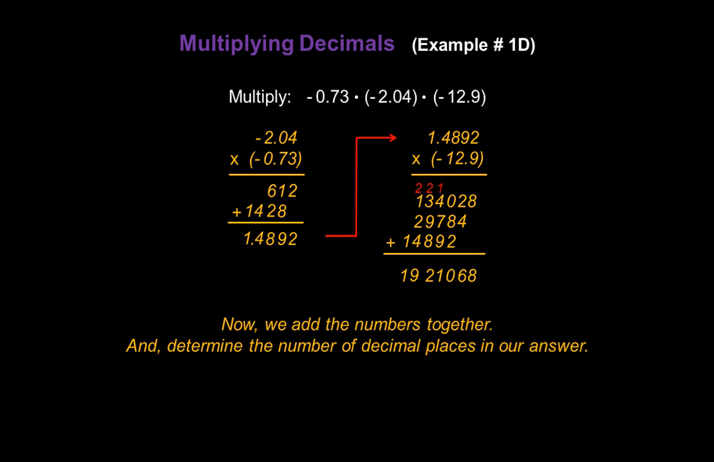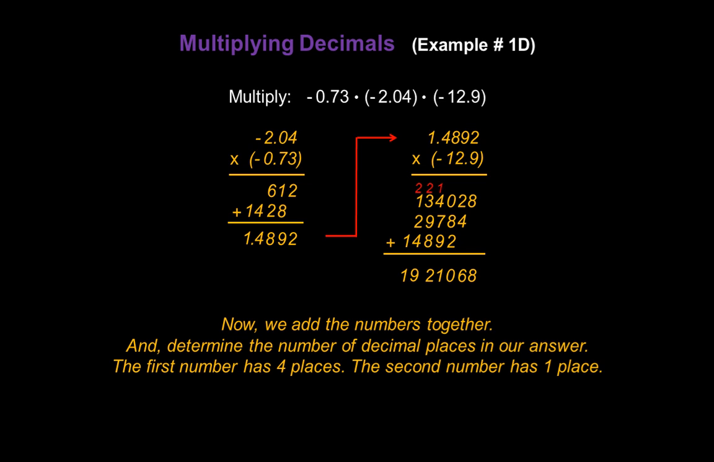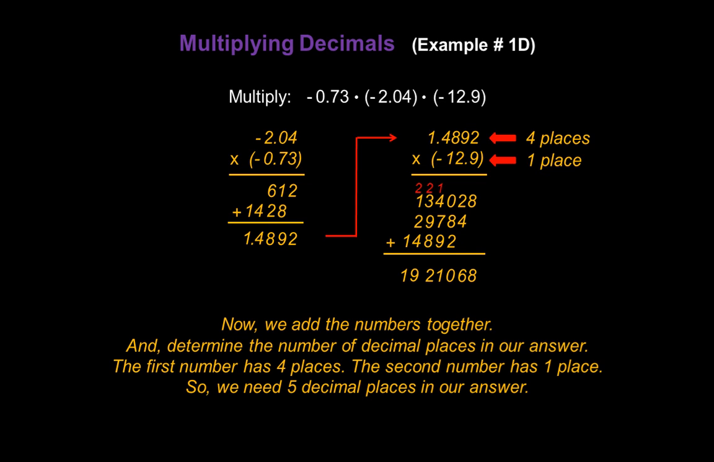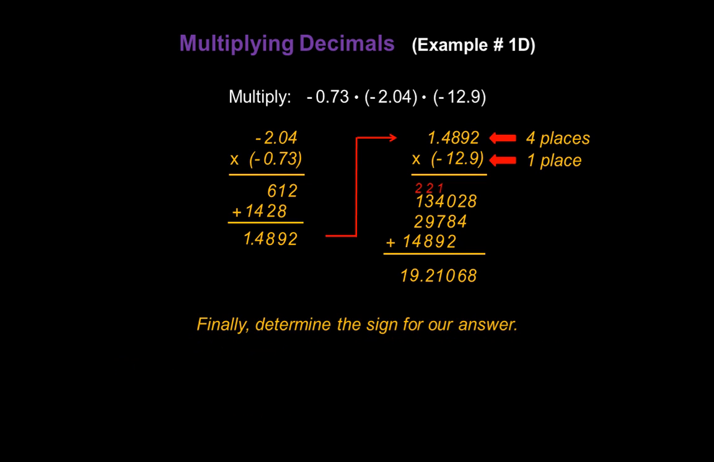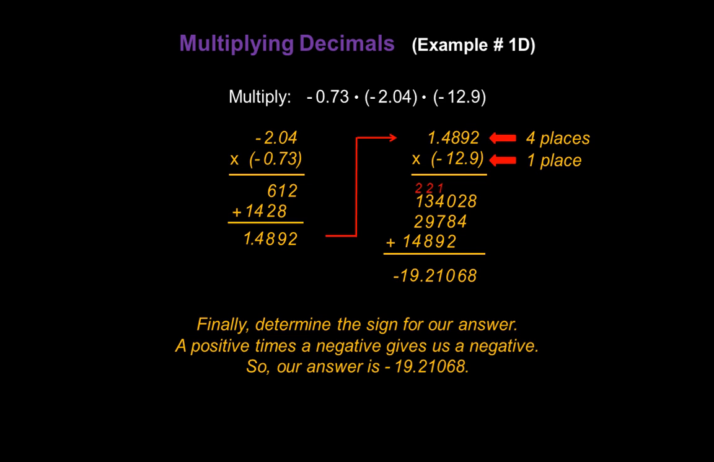Now determine the number of decimal places in our answer. The first number has 4 decimal places, and the second number has 1 decimal place. So that means our answer will have 5 decimal places. And that puts the decimal between the 9 and the 2, just like that. Finally, determine the sign for your answer. We know a positive times a negative gives us a negative. So let's put our negative sign in front of the answer, and we finally have negative 19.21068.